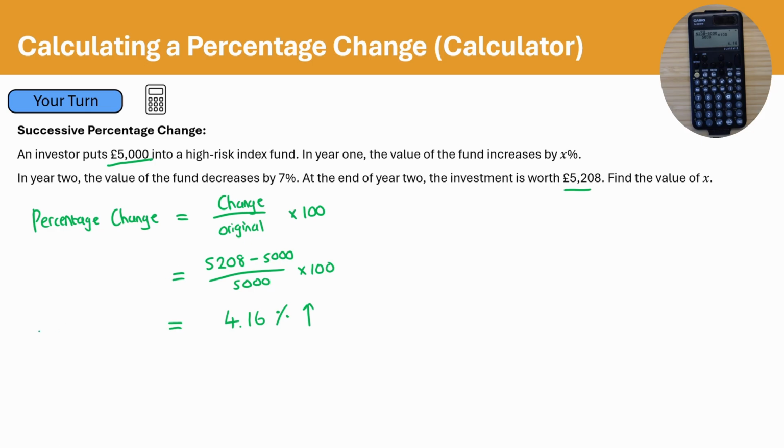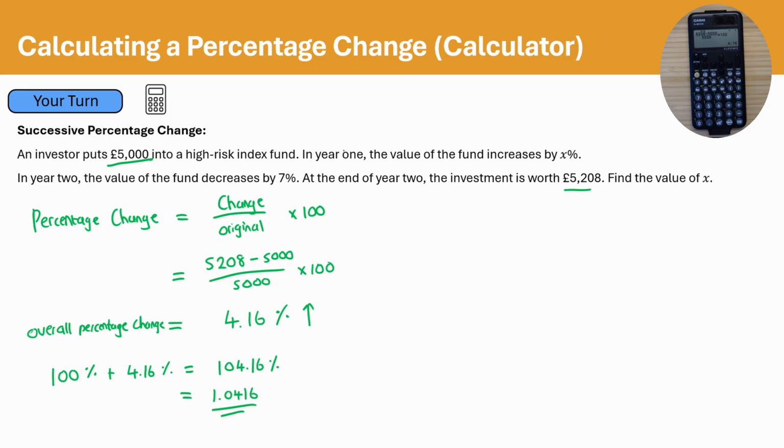So this is the overall percentage change. So I should have written that the first time. We'll say it's the overall percentage change, and it's a 4.16% increase. Let's think of that as an overall multiplier. So remember, to get our multiplier for these, we always start with 100. We've gained 4.16% overall, leaving us with 104.16%. To turn that into a decimal, I divide by 100 to give me 1.0416 as a multiplier.